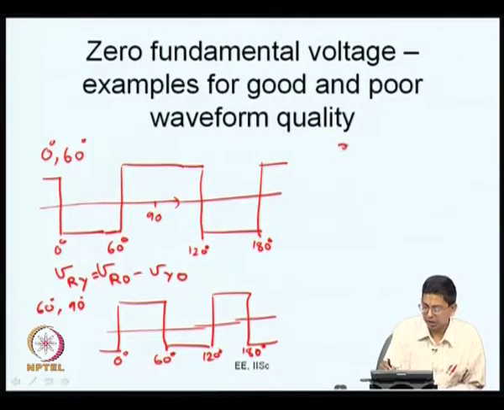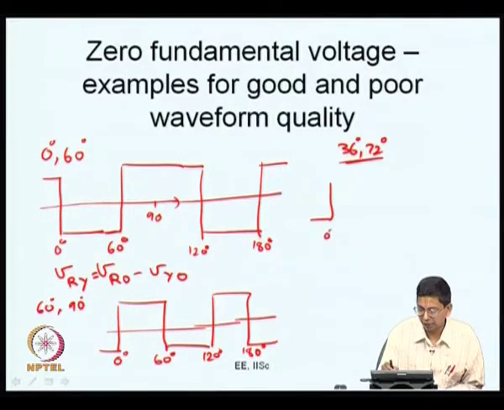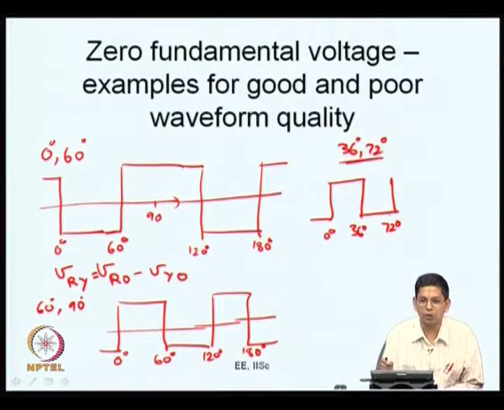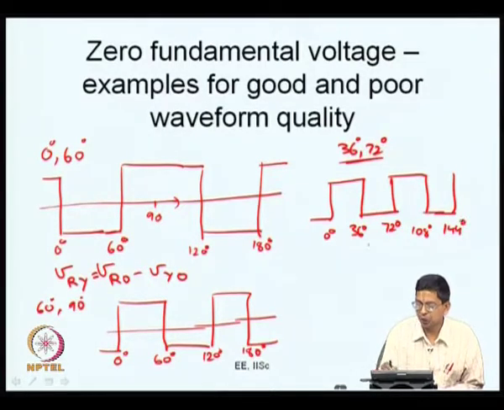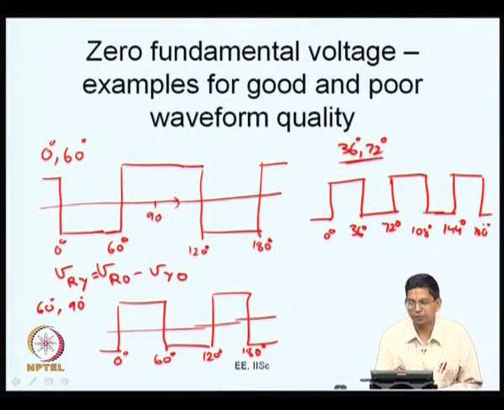Now, we also considered the other example of 36 comma 72. Here it switches at 0 degree and it goes down at 36 degrees, goes up at 72. If it goes up at 72, 72 is 18 degrees before 90. So, 18 degrees after 90 is 108. So, it comes down at 108. If it comes down at 108, it will go back up at 144. So, basically 144 is 180 minus 36, and then it comes down at 180. So, this is one half of the waveform, and you can see that one half of this waveform is actually 2.5 cycles of a square wave at the fifth harmonic frequency.